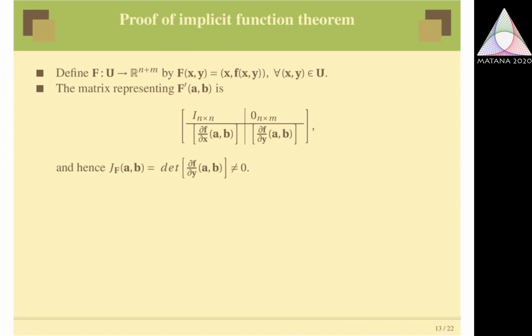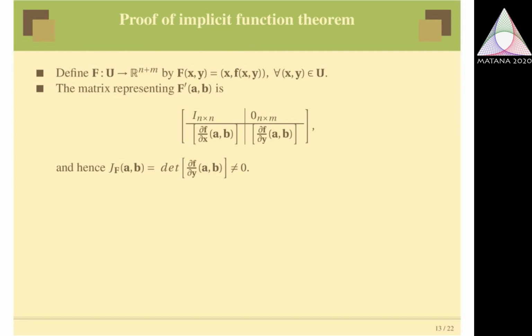Therefore, the top left block of the matrix is the identity matrix of order n cross n and the top right block of the matrix is the zero matrix of order n cross m. In the same way, we can verify that the left bottom block of the matrix is the matrix representing ∂f/∂x at (a,b) and the right bottom block of the matrix is the matrix representing ∂f/∂y at (a,b).